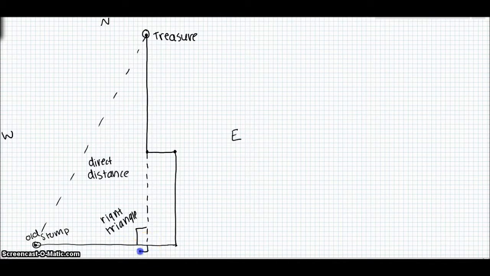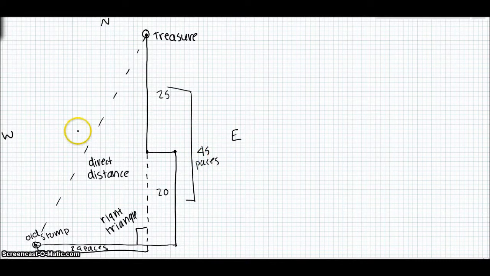From the dotted line to the old stump is exactly 24 paces or squares, because that side doesn't really matter. Up at the top of the line is 25 paces and the bottom is 20. Add those together and that whole line is 45 paces. Now we still don't know what the direct distance is, so we'll label that C. We'll label the one with the 24 paces A, the 45 paces B, so then we have A, B, and C.